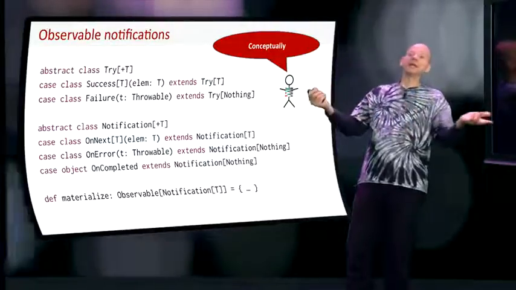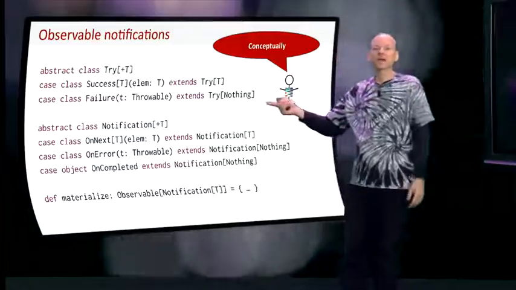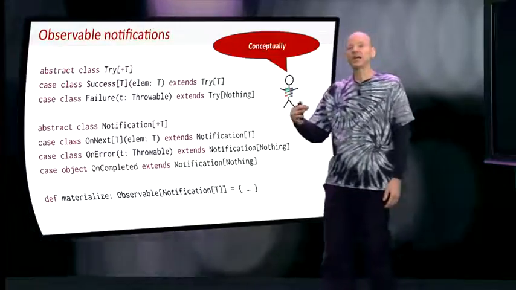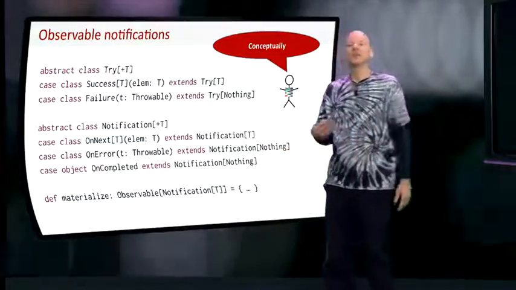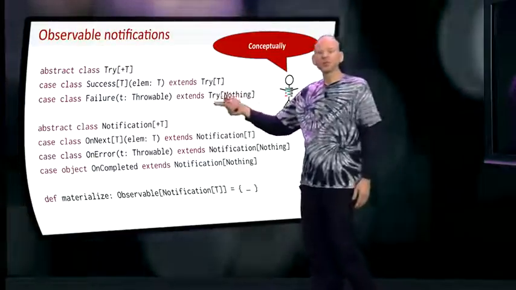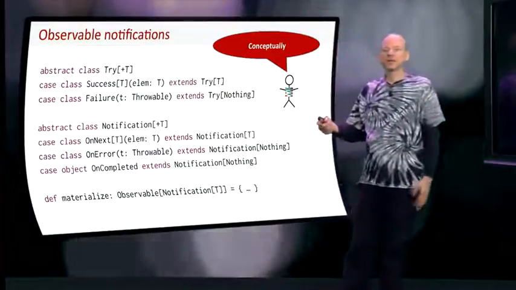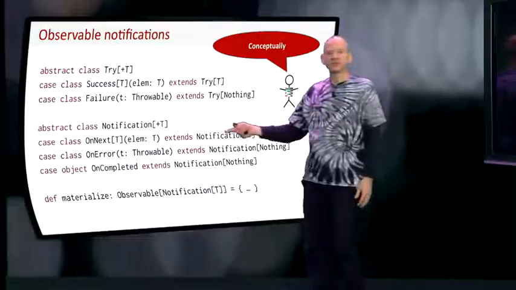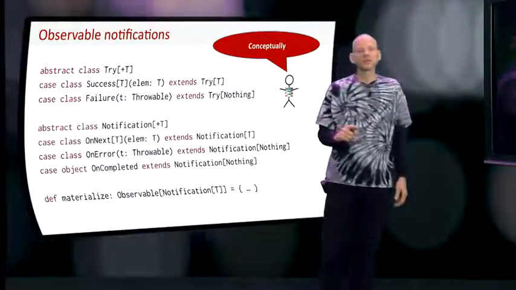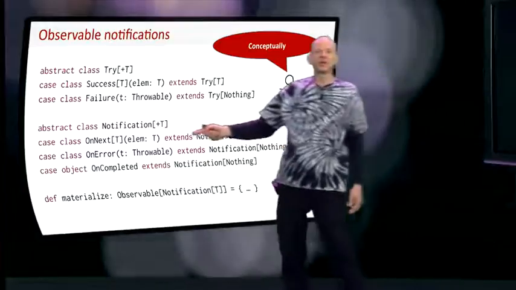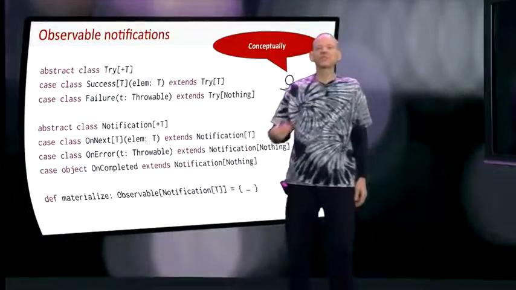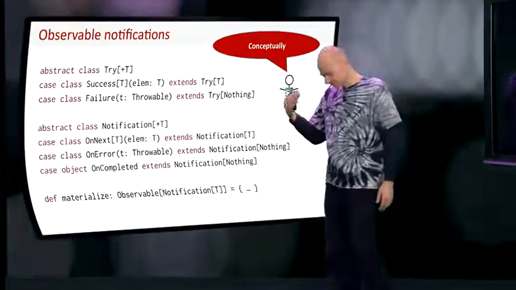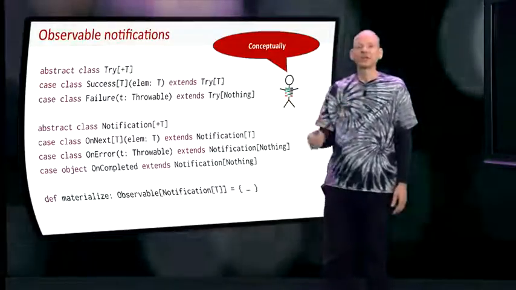But of course, maybe in Rx, you want to do the same as Try[T]. You want to materialize the notifications. So instead of passing three callbacks, you might want to get an observable, just like you want to get a future of Try. You want to get an observable of something that represents onNext, onError, and onCompleted. And for that, we have the idea of a notification. So a notification is either onNext, onError, or onCompleted. That's a data structure that represents the signal that's sent on an observable.